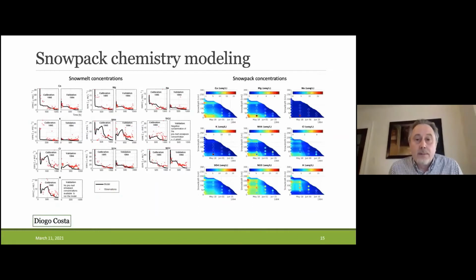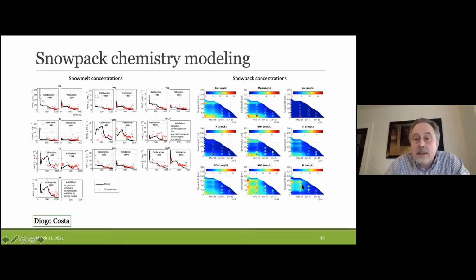Here's some work from Yogo, where he looks at simulating snowpack chemistry. So the idea is that at the end of the winter, when you have a snow melt, what is the chemistry associated with that snow melt? If you go to the right-hand side, you have these graphs. As a function of time, the envelope here is the snowpack thickness. So what you're seeing here is a snow melt event, with chemical concentrations also plotted: cations such as calcium, magnesium, sodium, potassium, ammonium, chloride, sulfate, nitrate, and protons.